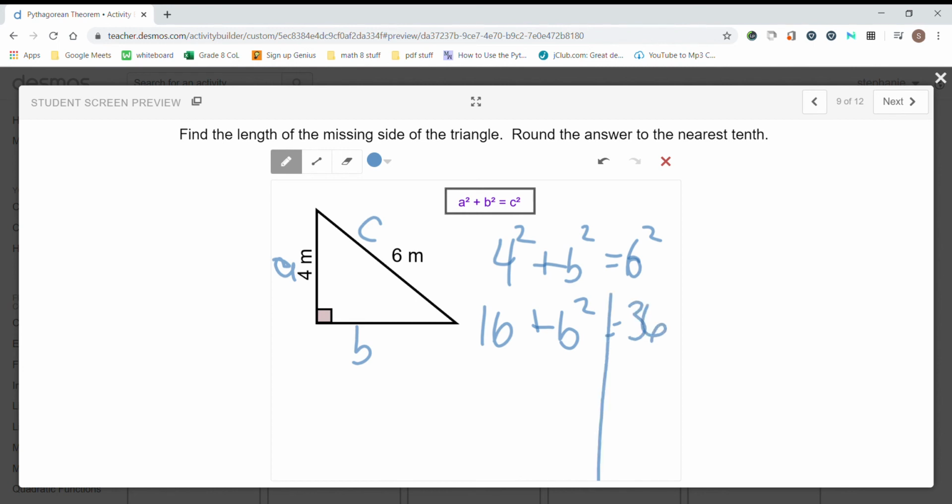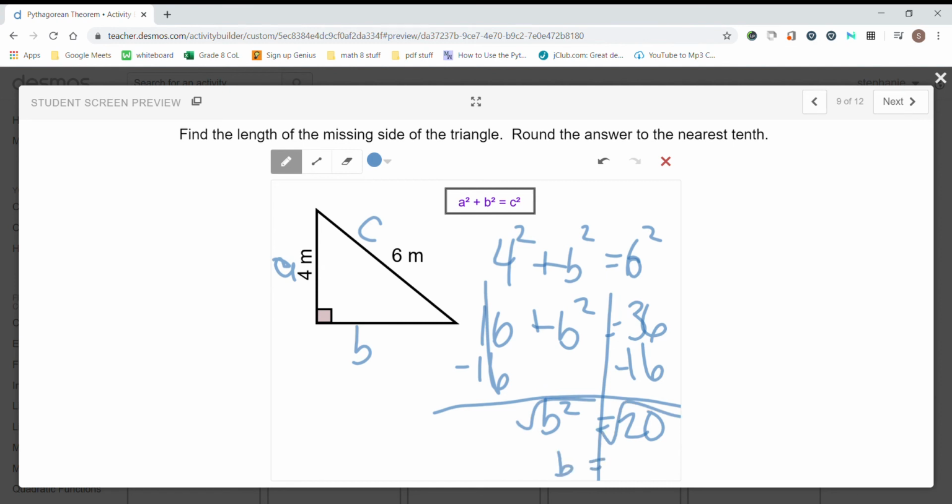Now, last time we were missing A. I can't do 16 plus B squared. We have no idea what B is. I can't add anything. So, because 16 is positive, I can subtract it, just like we did when we were missing A. 16's go away. I'm left with B squared equals 36 minus 16 gives me 20. Take the square root.